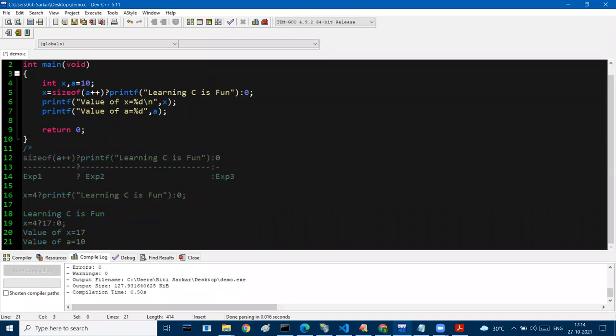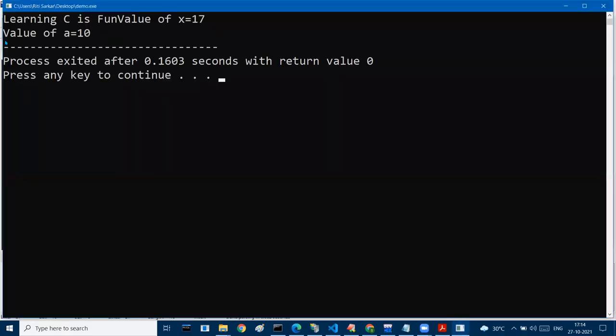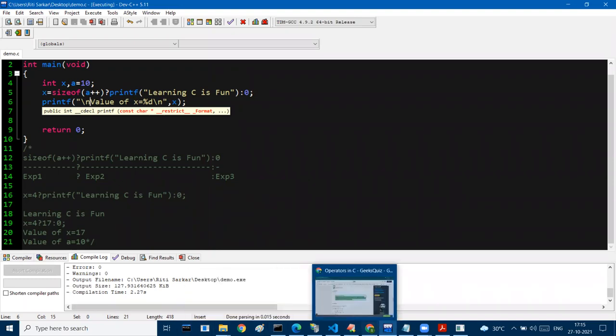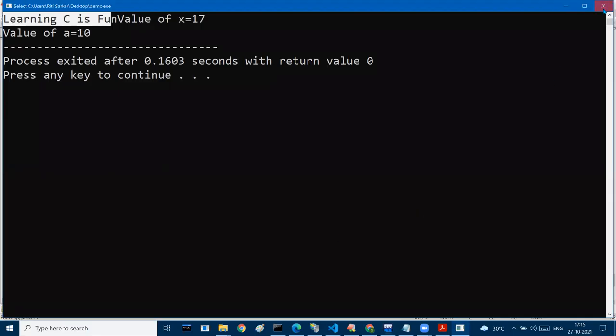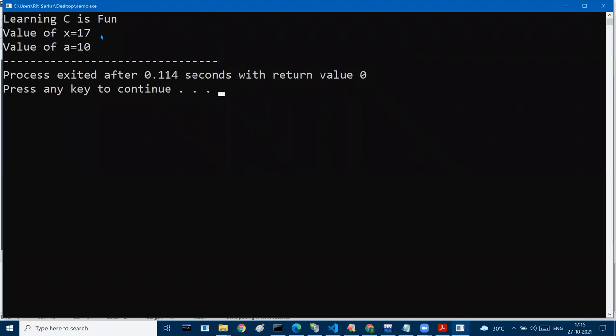Let us verify these ones. Execute, compile and run. See here, "Learning C is fun, value of X is 17 and value of A is equal to 10." Now let me do one thing here. I want to make a new line here. Say here I'm having a new line. So what is going to happen? Execute, compile and run. Value of X is 17.